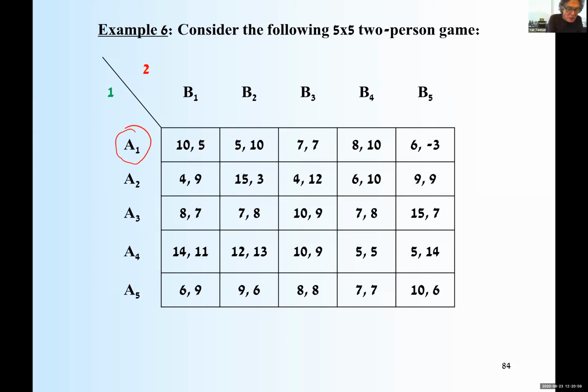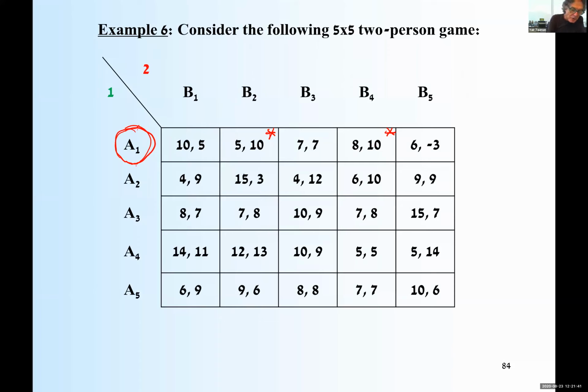and you play B1, you get 5, but if you play B2, you get 10. If you play B3, you get 7. You play B4, you get 10. B5, minus 3. So the only possible strategies for you, so that you are not going to regret when I play A1, are actually B2 and B4. So I designate it with a sign here and a sign here. Namely, your best reply strategy against my A1 strategy is to play either B2 or B4. You're indifferent. Both of them give you 10. So if I play A1, you have no incentive to deviate.